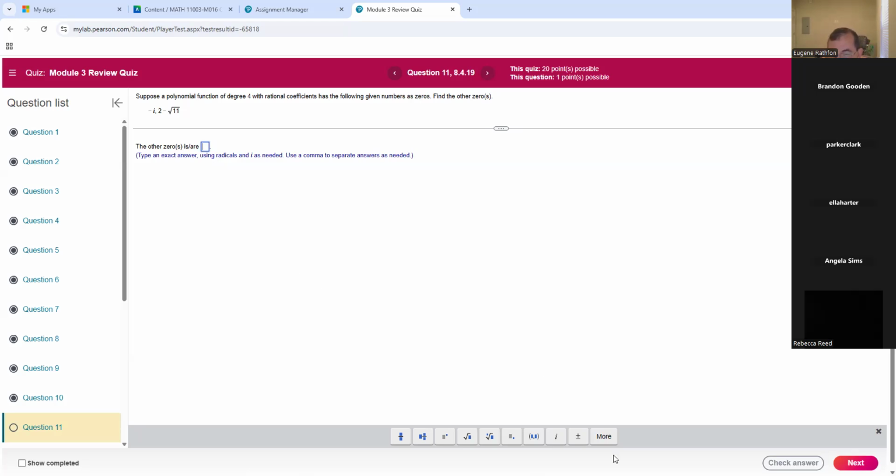I, and then 2 plus the square root of 11. Oh, look at you go. There we go. I, comma, 2 plus, and where's that square root down here? Square root of 11. Good job. So on number 11, you need 2 conjugates to the 2 that they're giving you, okay?